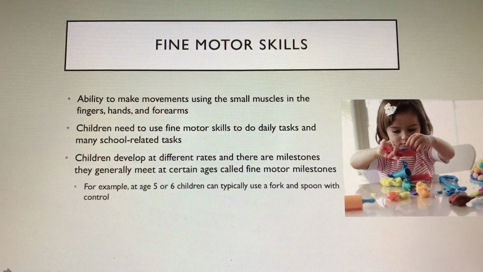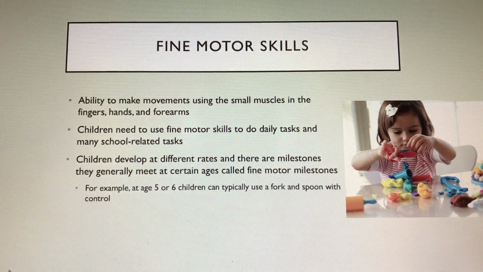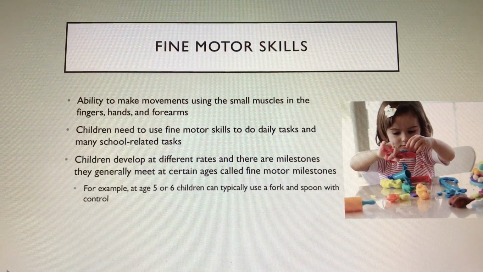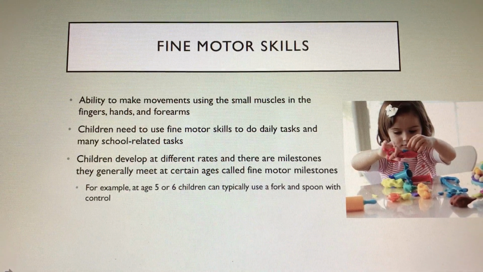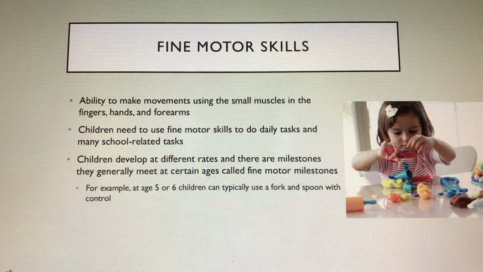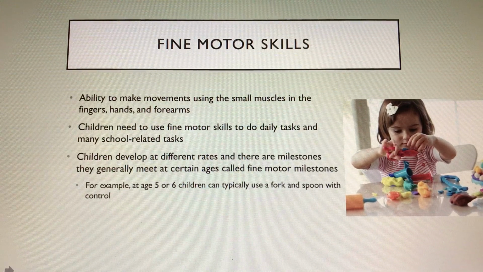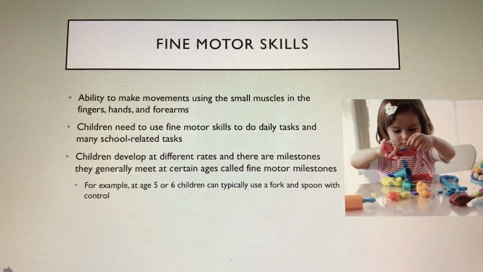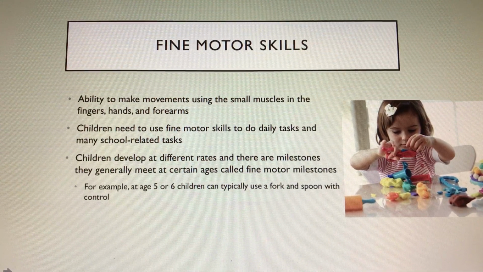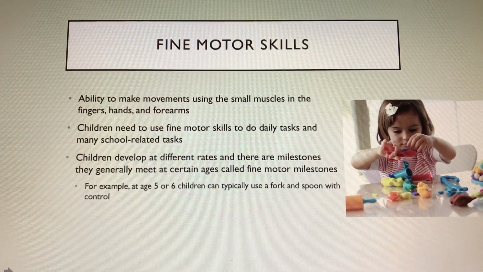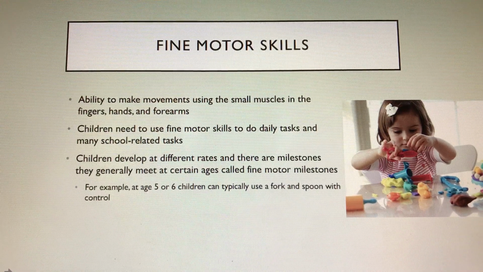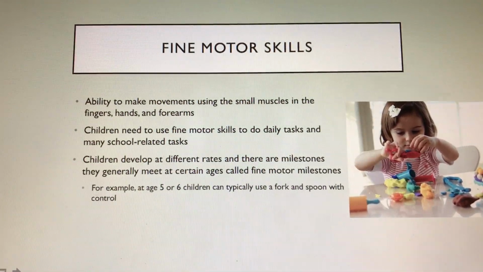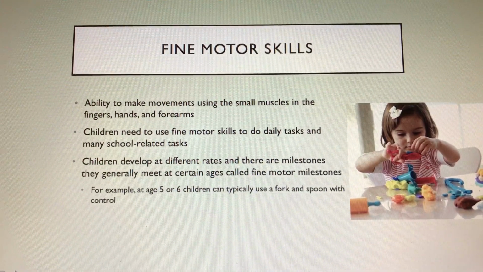The next concept I will talk about is fine motor skills. Fine motor skills are the ability to make movements using the small muscles in the fingers, hands, and forearms. Children need to use fine motor skills to do daily tasks and many school-related tasks. Children develop at different rates, and there are milestones they generally meet at certain ages called fine motor milestones. For example, at age 5 or 6, children can typically use a fork and spoon with control.